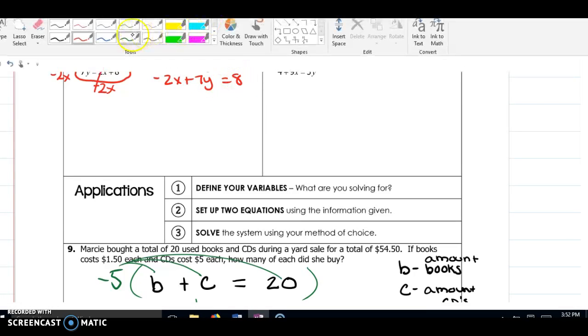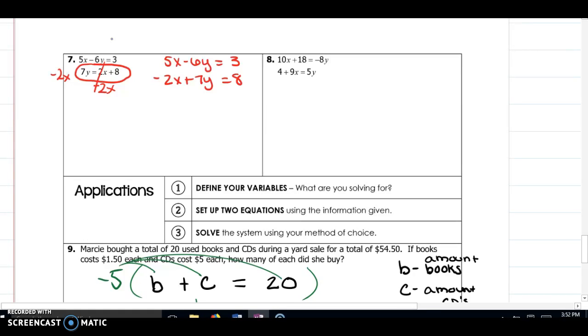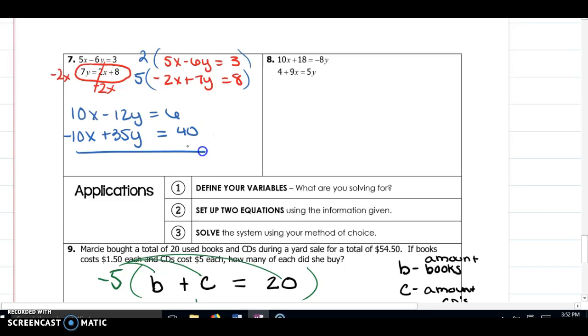This becomes negative 2x plus 7y equals 8. That way the x's are lined up, the y's are lined up, and the coefficients at the end are lined up. So I'm going to multiply the top equation by 2 and the bottom equation by 5. They already have opposite signs, so we're good to go there. So we get 10x minus 12y equals 6, negative 10x plus 35y equals 40. Add them together. The x terms cancel out, and we're left with 23y equals 46.